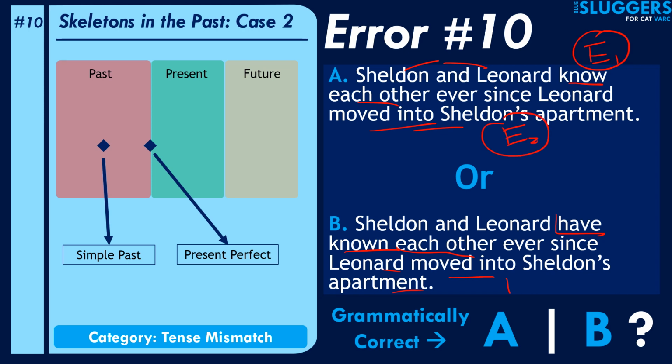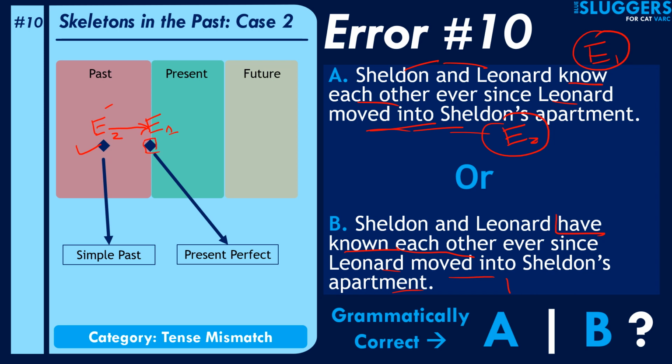Now, the way we can put these events on the timeline is that this would be your event one, Sheldon and Leonard knowing each other. They have known each other ever since this event started some point in the past and has continued up until now, in the present. It's still currently continuing, right? Ever since when? Ever since event two, which was when Leonard moved into Sheldon's apartment. So the rule is this: whenever you have expressions that involve two events, one of which has definitely happened in the past, which in this case is Leonard moving into Sheldon's apartment, and the other one is such that it probably started in the past and it's still continuing, right? It's still continuing. That's why I put it somewhere here.